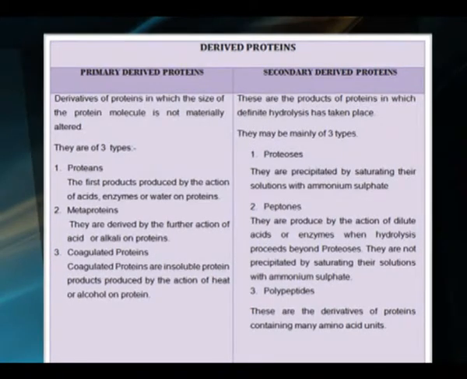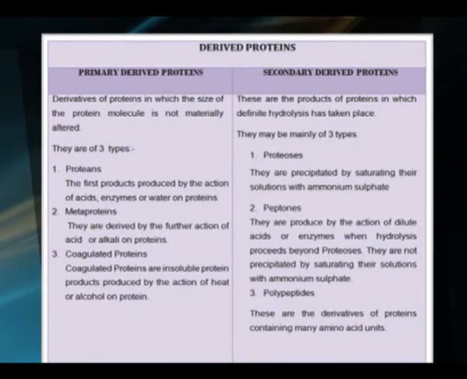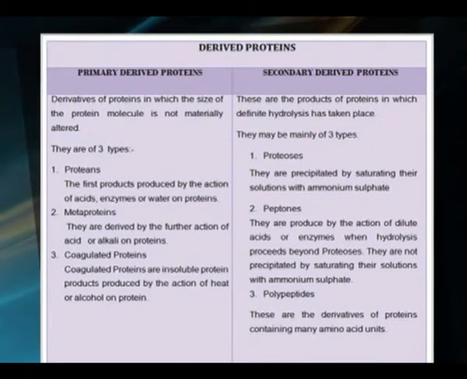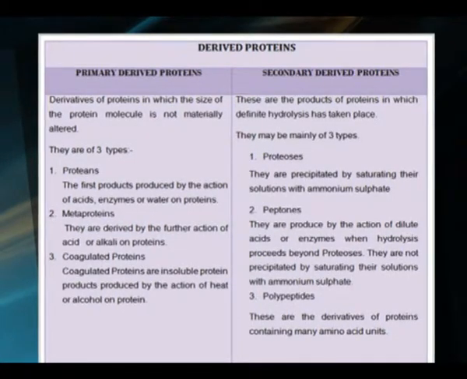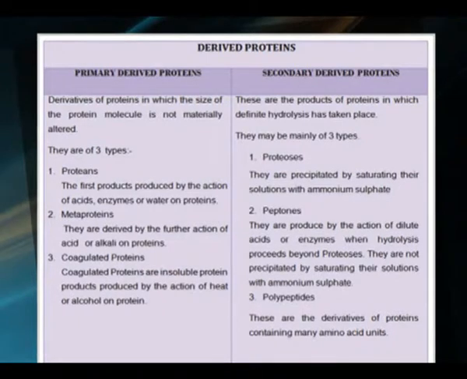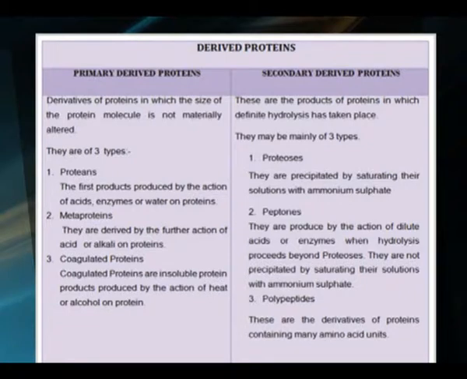Secondary derived proteins, they are the products of proteins in which definite hydrolysis has taken place. The molecules are smaller than those of the original proteins. They are of three types. Proteoses, they are soluble in water and are coagulated by heat. They are precipitated by saturating their solutions with ammonium sulphate. Example, albumose from albumin.